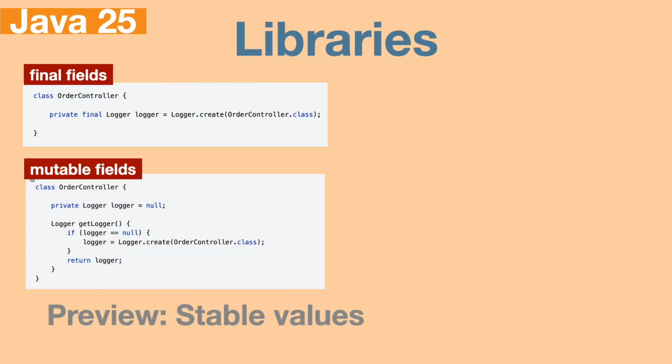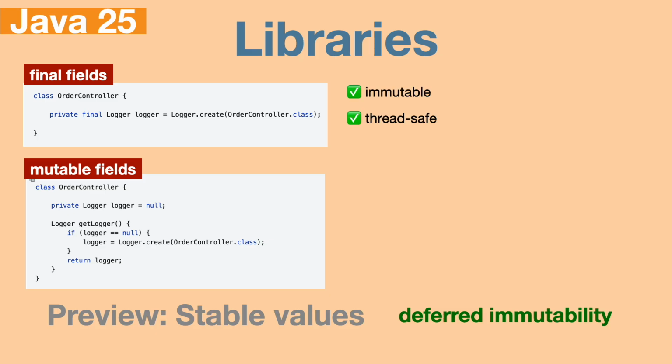A stable value is a way to achieve deferred immutability. Before Java 25, developers had two imperfect options for storing important runtime objects. First is final fields. They are immutable, safe for concurrency, and the JVM can optimize them through constant folding. But they must be initialized early, usually in the constructor or at field declaration.